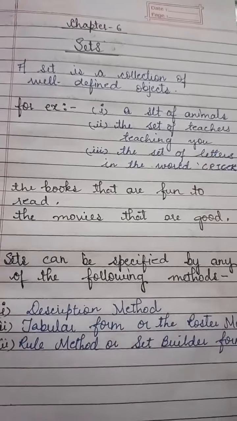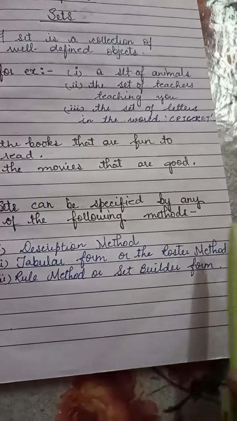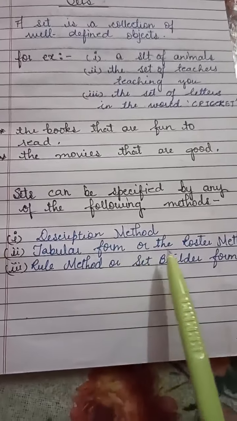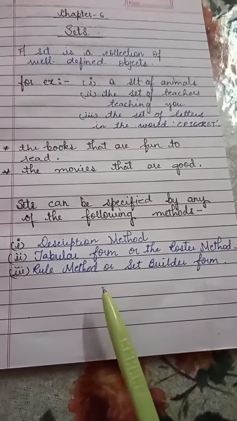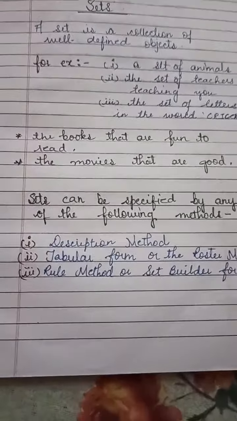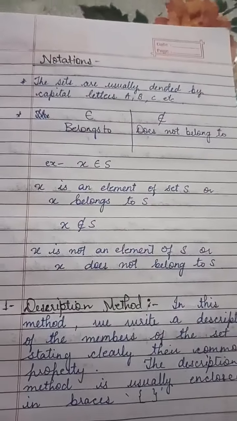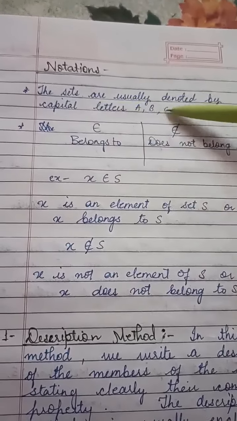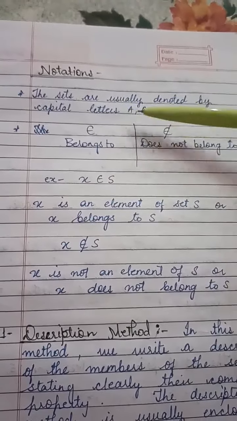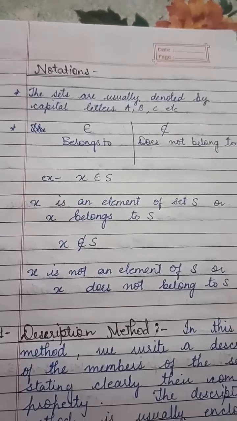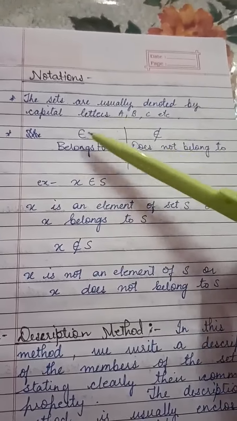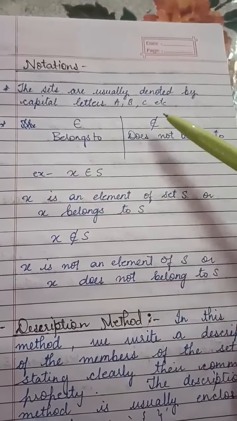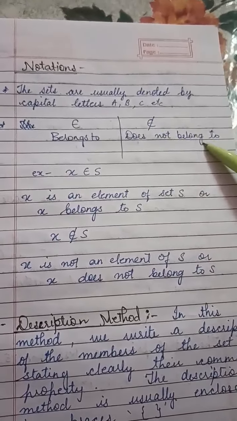Now sets can be specified by any of the following methods. There are three methods. First is the description method, second is tabular form or the roster method, third is the rule method or set builder method. Now notations, how we denote the set. The sets are usually denoted by capital letters A, B and C, etc. Now this symbol, you can see this symbol. This symbol means belongs to, and this symbol means does not belong to.